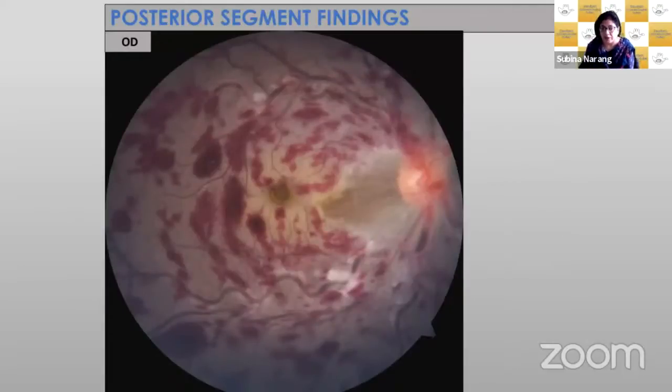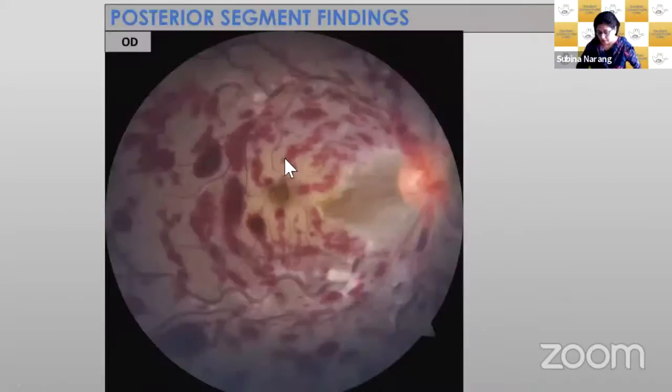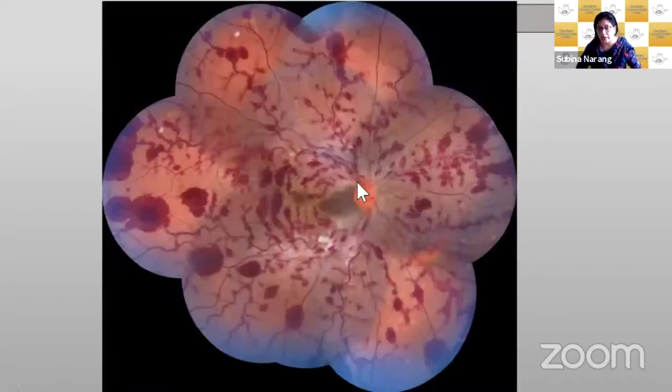Posterior segment examination showed disc edema, dilated tortuous veins, and hemorrhages in all 4 quadrants. There was boggy retinal swelling and retinal pallor. If I see the fundus montage, it is clearly showing some soft exudates, dilated tortuous veins, attenuated arteries, and hemorrhages in all 4 quadrants. However, the area of the cilioretinal artery is spared.